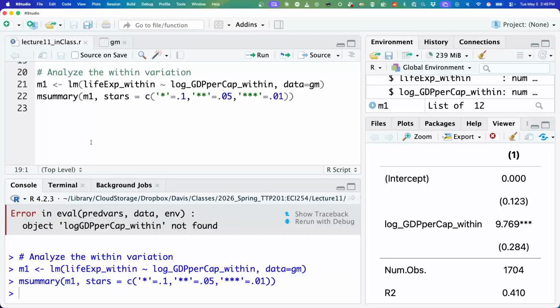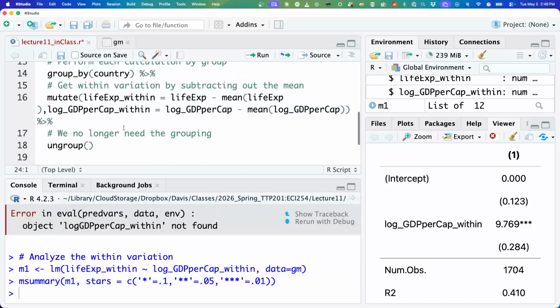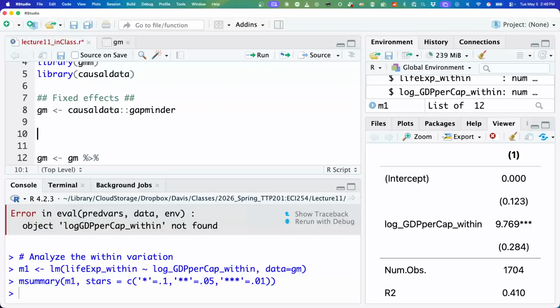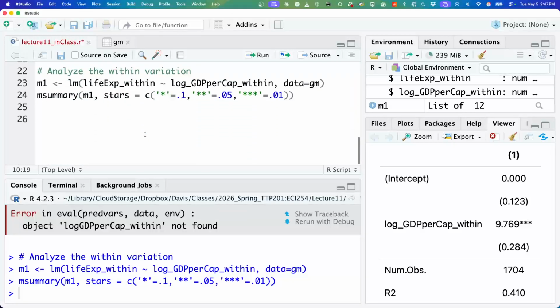We can also do this the other way, right? So this was the d-mean version. So this whole thing is FE by d-meaning. We can also look at FE by adding a dummy control for each group.